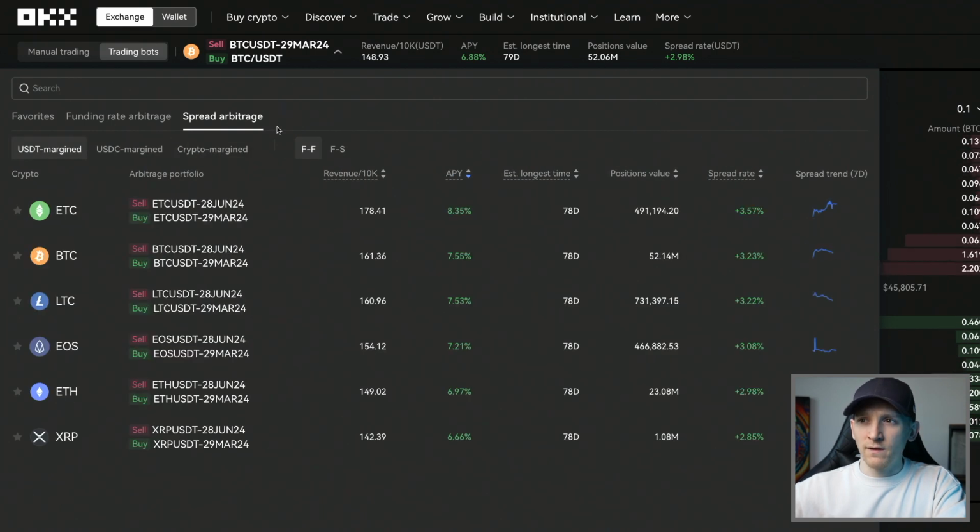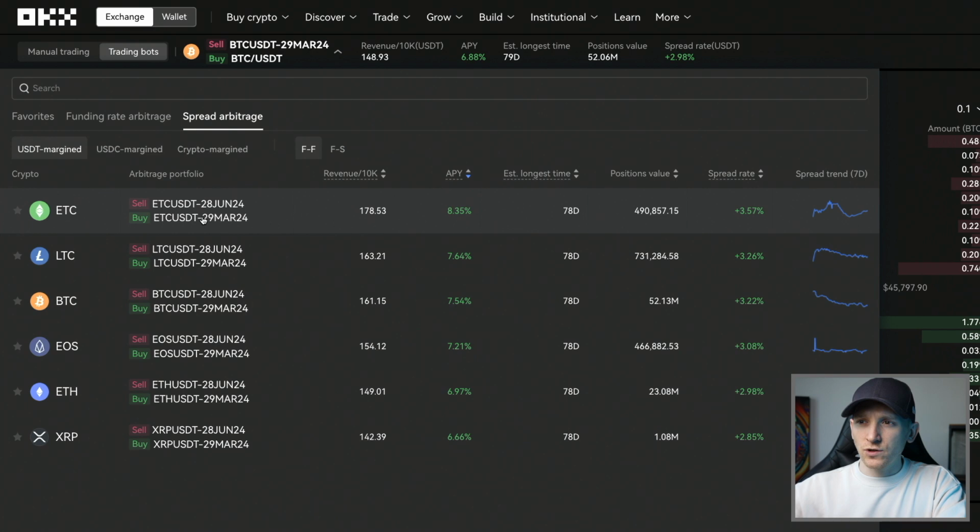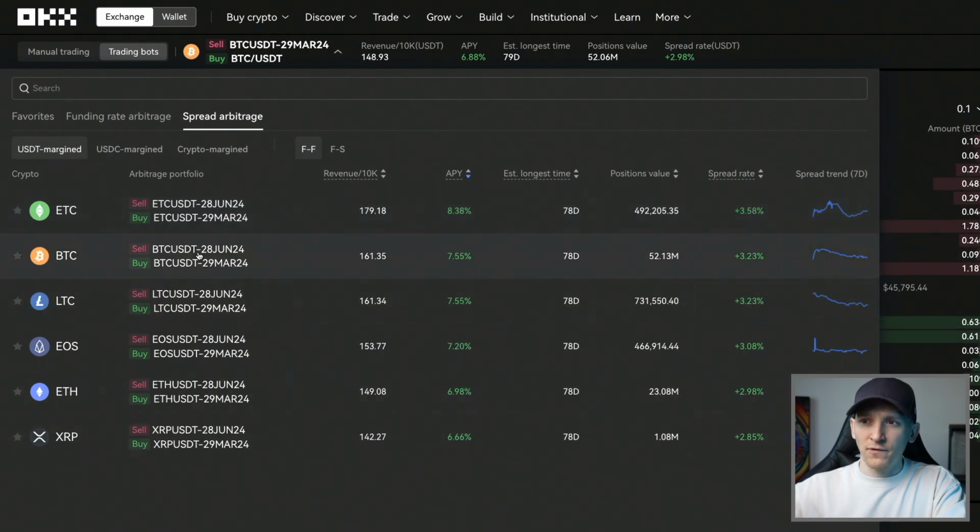We'll just stick to USDT. This is futures, so both legs of the trade are a futures expiry. We can trade the 29th of March 24 on the buy side and the June expiry on the sell side. That seems to be what the system is telling us is beneficial for us right now. So we are buying the March and we're selling the June.